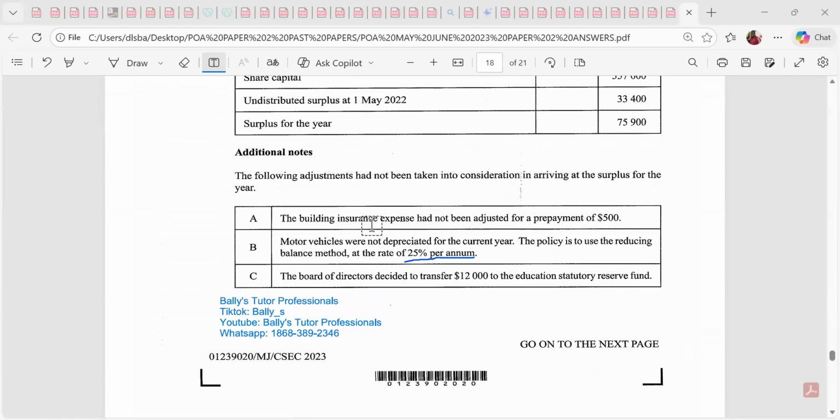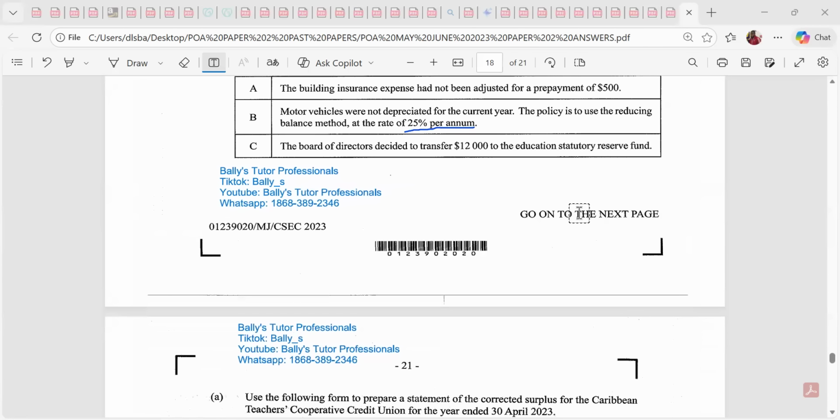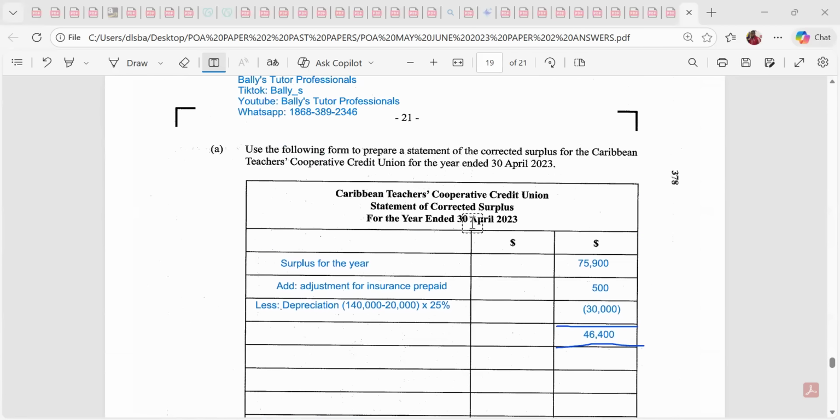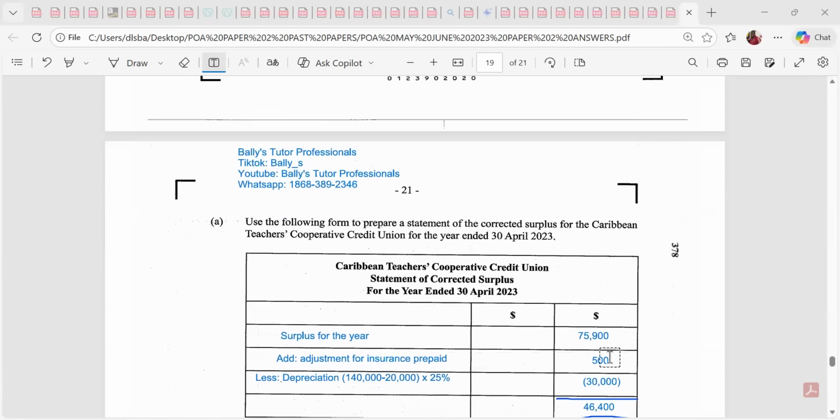First error, insurance expense had not been adjusted for 500 prepayment. We would have normally subtracted that 500 from the insurance expense. And if we subtracted the 500 from the insurance expense, it would have made our insurance expense smaller, which means we would have been subtracting less, which would have increased our net profit. So to fix that, we're going to have to add that 500 because we minused 500 too much to calculate our surplus, not net profit. So we're going to add that 500 back.